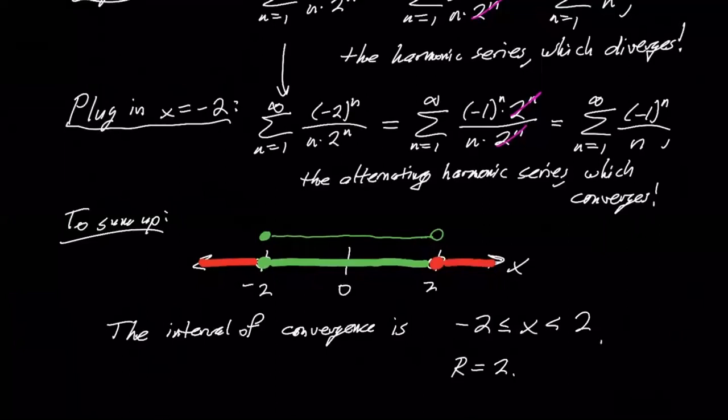Okay. So we completely understand this power series. We know every value of x for which it converges and every value of x for which it diverges. We can classify every value of x. Okay, great. I'll stop there.